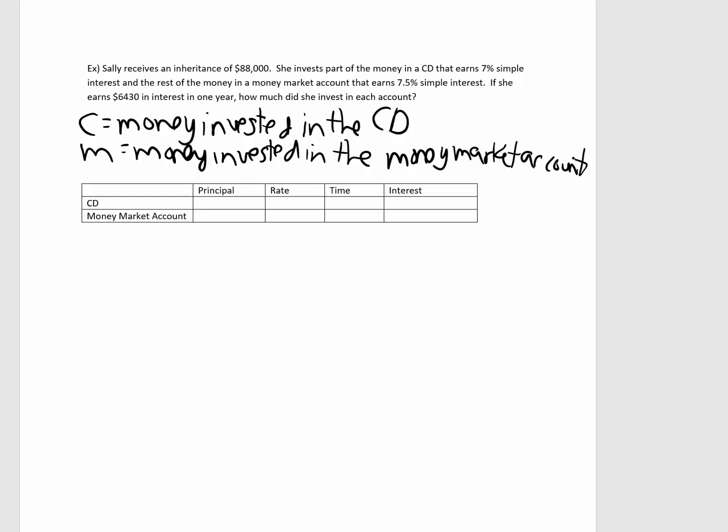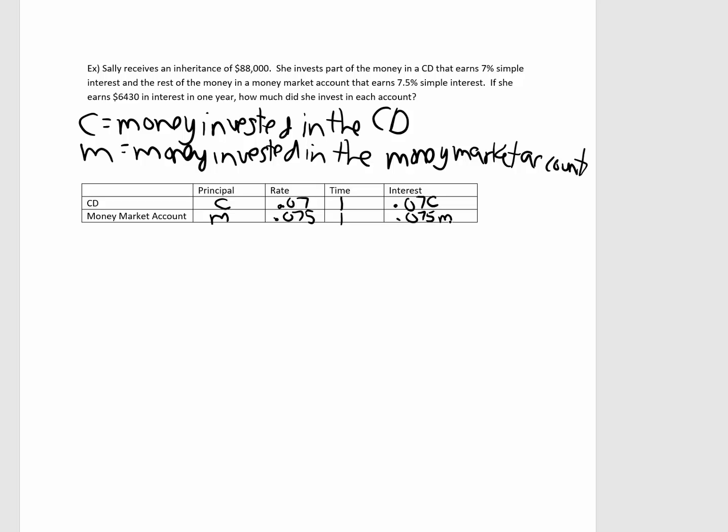Okay, so for the principal for the CD, we'll use C. The rate, if we go back, is 7%. So as a decimal, that's 0.07. The time is 1 year. So multiply, that is 0.07C. For the money market account, the principal is M. The interest is 7.5%, so as a decimal, that's 0.075. Time is 1. Multiply, we get 0.075M.